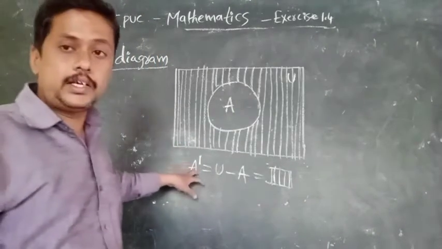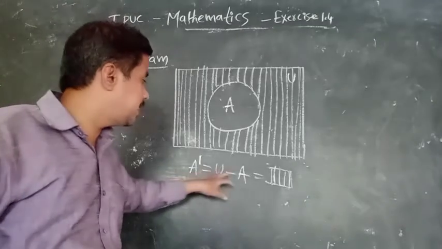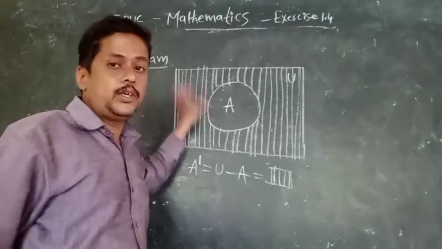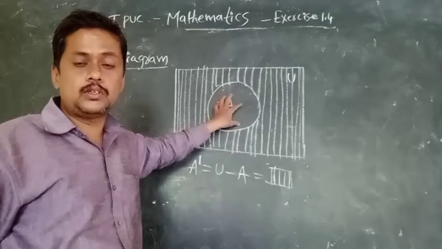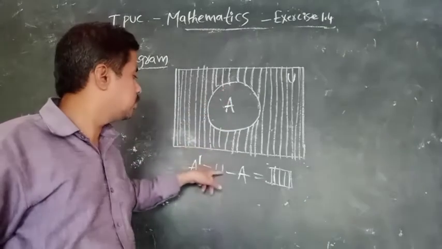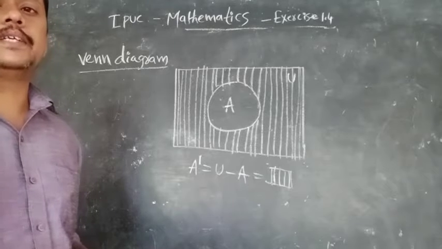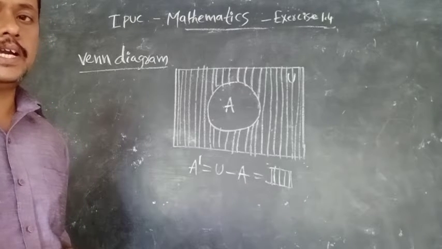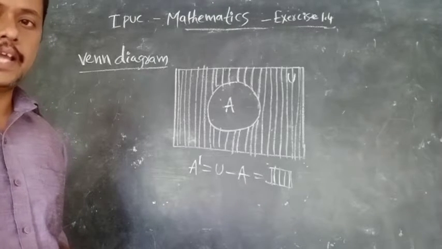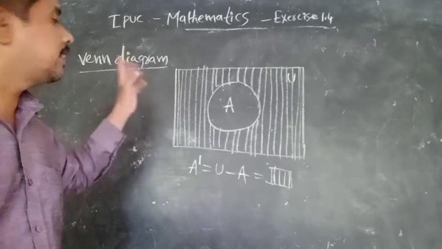That's what A dash equals to what? U minus A. From the total U, we removed A. So the part not shaded here, that's it. Therefore this shaded part is nothing but the A dash area. So the shaded region is the A dash area. Okay? So this is the Venn diagram for the A dash.